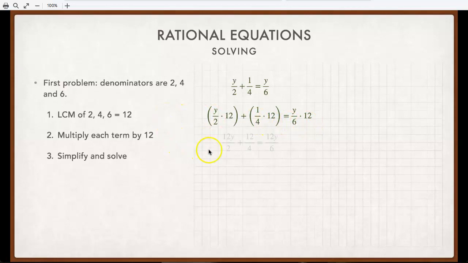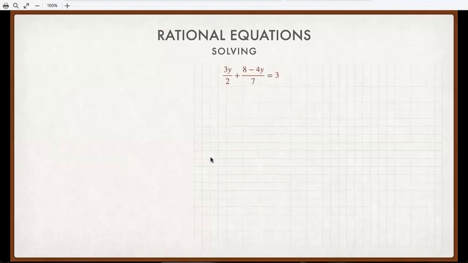Now we're going to simplify. So we get 12y over 2, 12 over 4, and 12y over 6, which simplifies to 6y plus 3 equals 2y. Then we'll subtract 2y from each side and subtract 3 from each side. So we get 4y equals -3, y equals -3/4. Another example. First, though, the secret keyword is trinomial.